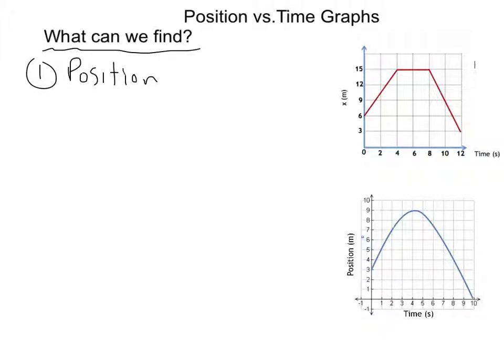As you can see on a position versus time graph, the y value tells you position values and the x values tell you time. So each coordinate point tells us the position and the time. In this order, though, time first and then position.